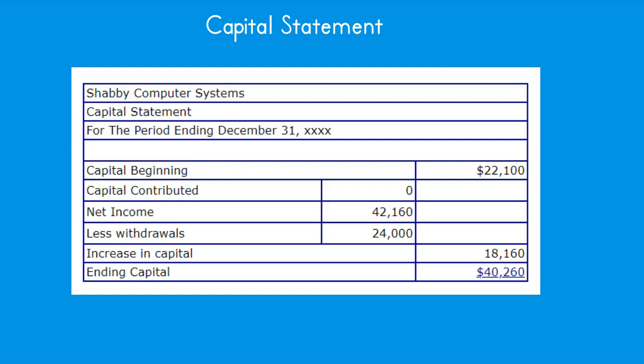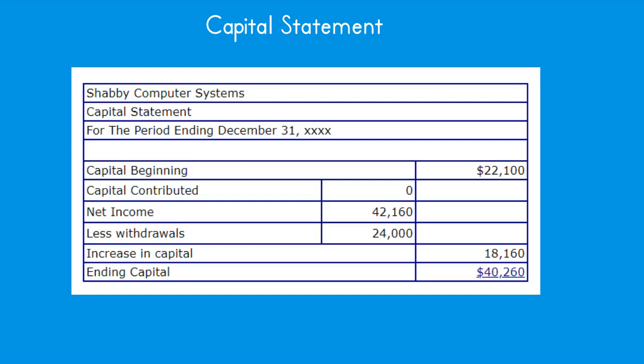How the balance sheet, income statement, and capital statement are related. If you compare the owner's equity, the owner's claim to assets, for two year-end balance sheets, the difference, increase or decrease, is explained by the income statement and capital statement. Remember, revenues increase equity, capital contributed to the business increases equity, expenses decrease equity, and owner's draws decrease equity.